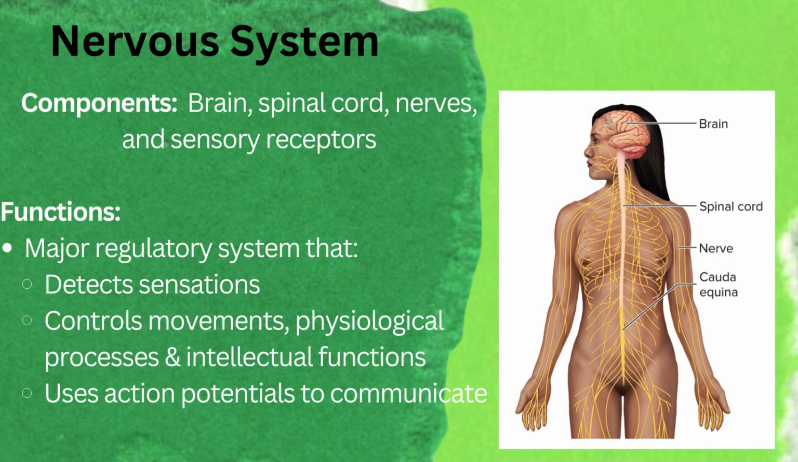The fourth body system is the nervous system, made up of the brain, spinal cord, nerves, and sensory receptors. It is a major regulatory system that detects sensations, controls our movements, physiological processes, and intellectual functions. In order to do this, the nervous system uses action potentials or electrical signals to communicate from one part of the body to another.